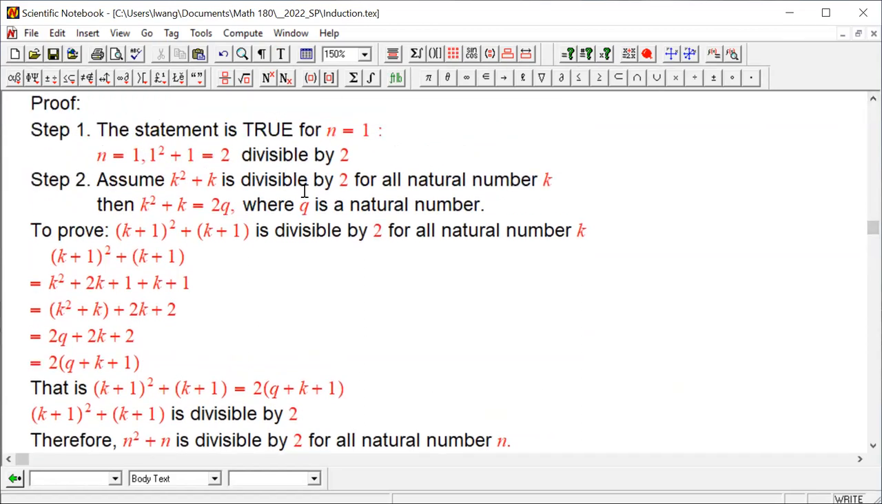Okay, so if you look at the whole thing, it's about divisibility. It's about divisibility.